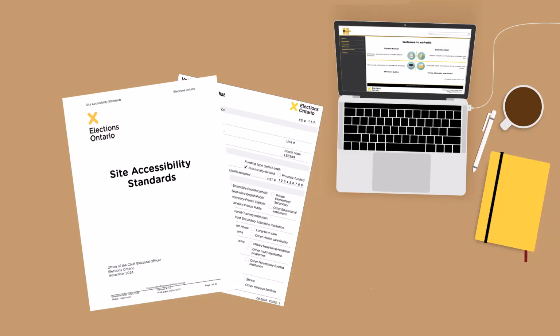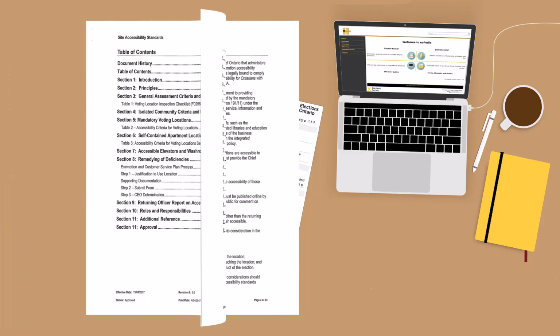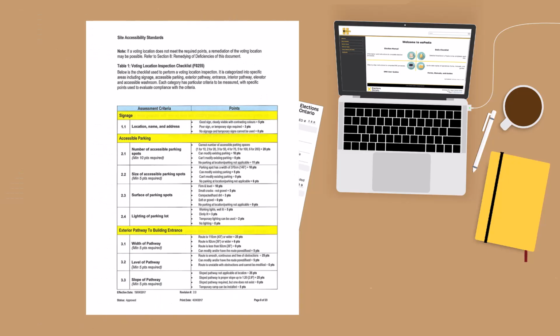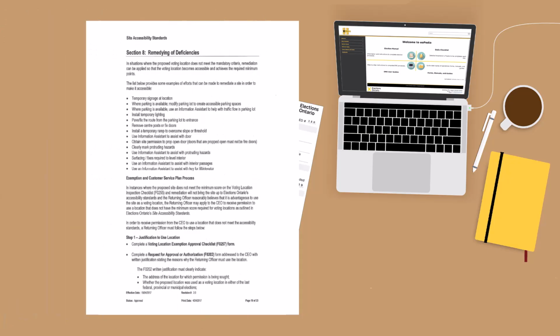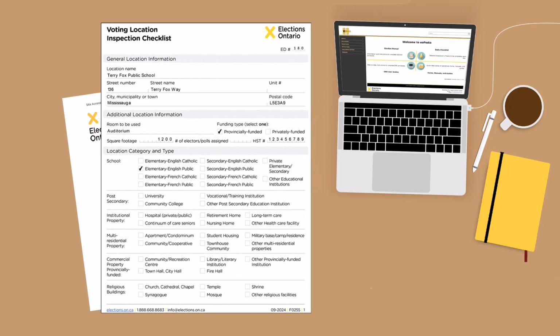Elections Ontario's site accessibility standards ensure that what is required for an accessible voting location under the Election Act and other relevant legislation is applied in a consistent manner across all electoral districts. The site accessibility standards outline the returning officer's legislative responsibilities and detail assessment criteria and points, the process for isolated communities, and remediation, among others. The returning officer must read and fully comprehend this document before inspections begin. The Voting Location Inspection Checklist and the Returning Office Site Inspection Checklist are to be completed by the returning officer or their delegate when inspecting a location. These checklists act as the practical application of the site accessibility standards.